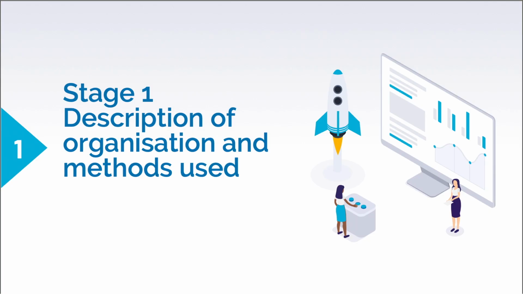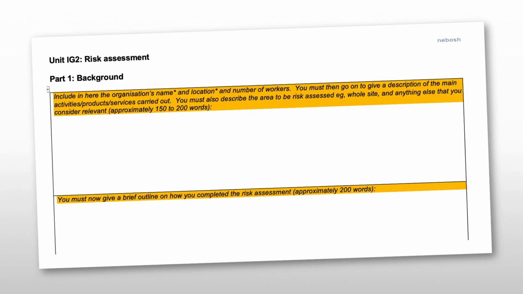Stage 1, description of organization and methods used. This is how your first part of the risk assessment looks like. There are 2 sections in this. We will be discussing each one of them in this video.